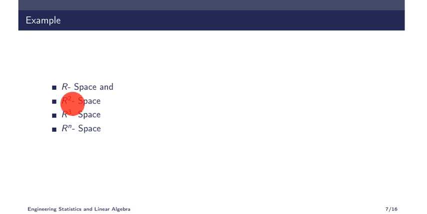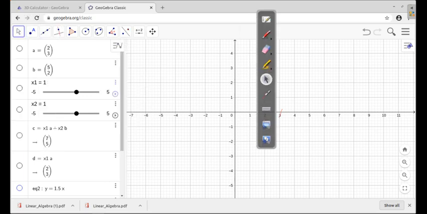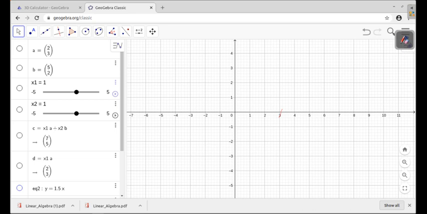Now we will go for R2 space. R2 space means both x and y. So in R2 space, for example, I am considering a vector A equal to 3, 2. So this is the vector A, and this one is another vector B, 5, 2. As we said, U in V, V in V, like that, A is in R2 and B is also in R2 because both are in the XY plane.